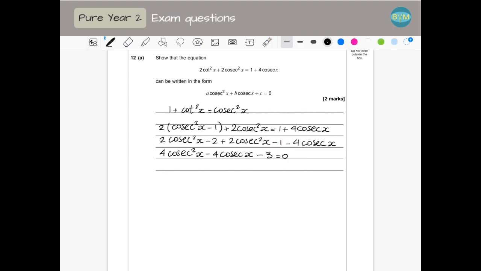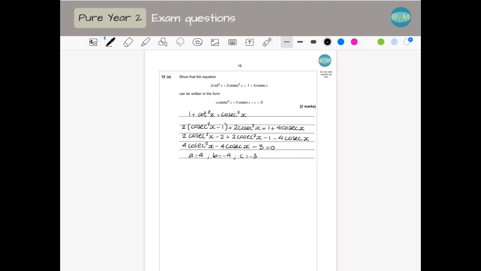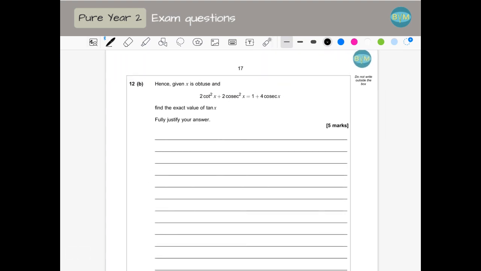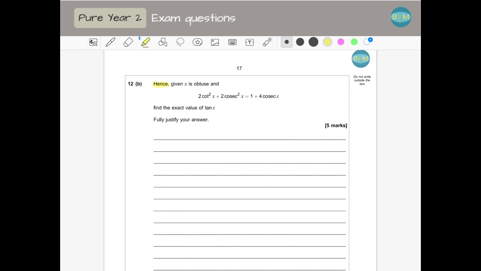Yeah, and now it looks like this expression where a is 4, b is minus 4, and c is minus 3. And just in case, I would write the value of the constants. So a is 4, b is minus 4, and c is minus 3, because it takes nothing, seconds. Yeah, and that's the first part. Then it's a hence, which means we are going to use what we just found.